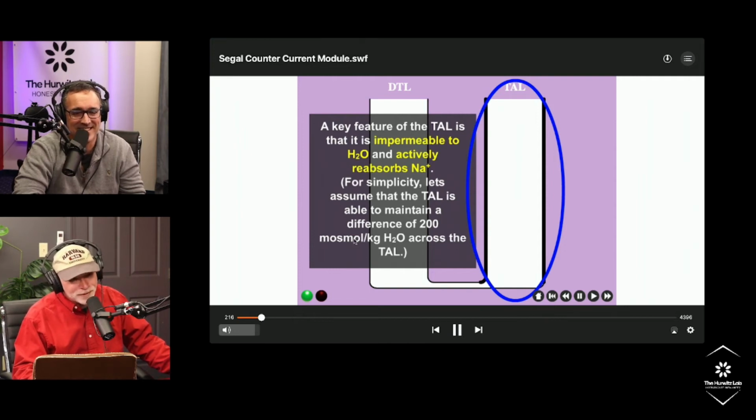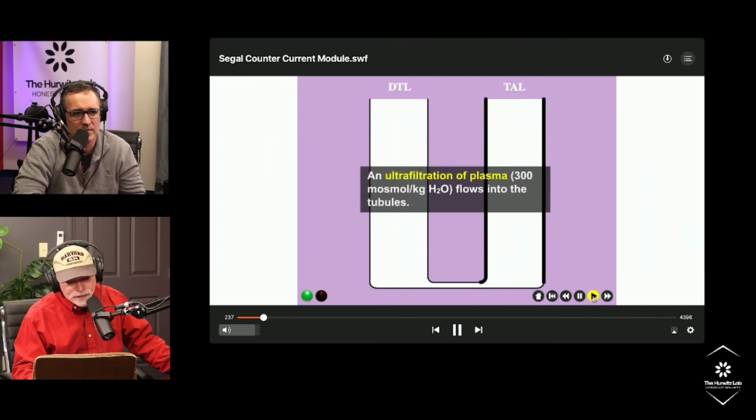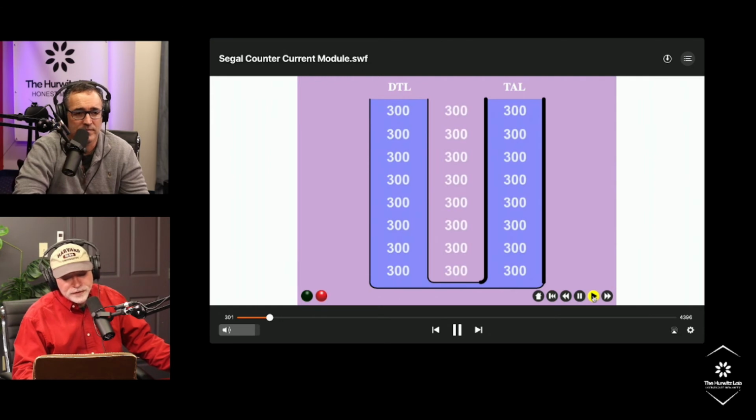Already you've left the real world. Okay? So this, again, is just for simplicity and to illustrate points. They thickened up the walls here to show water impermeability. Now an ultrafiltrated plasma, which is 300, is coming in from the proximal tube. So they filled the whole tube with 300. It's all 300, and you see the purple shade and the blue shade. That's not how any of your nephrons are right now. It's how they started one day.